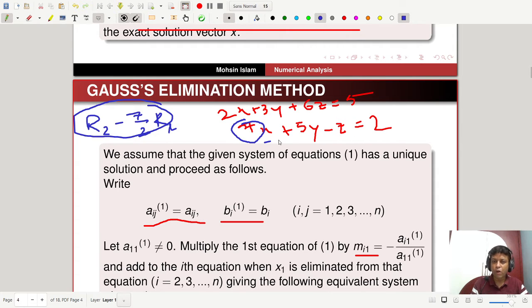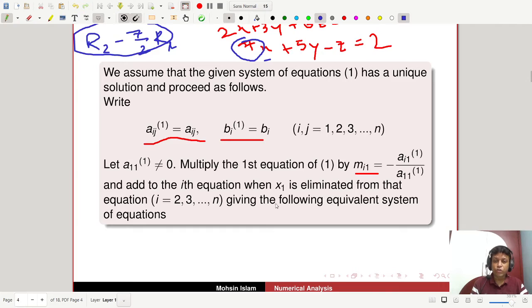Okay, this is how. Similarly, you have a third equation, and you have to eliminate like that. If the coefficient in the third equation is 3, then it should be minus 3 by 2 times r1. Okay, this is how. So this is the thing, and add to the ith equation when x1 is eliminated from that equation, and i can be 2. So x1 can be eliminated from the second equation, from the third equation, and from the nth equation, giving the following equivalent system of equations.